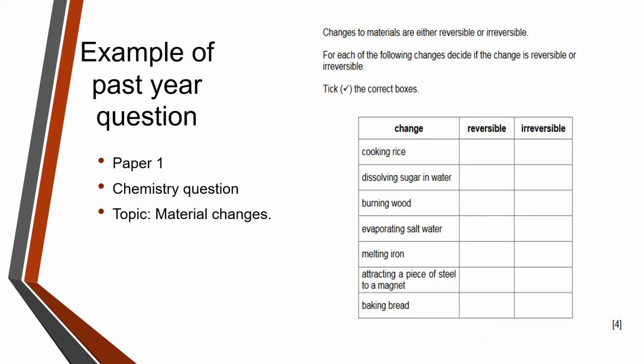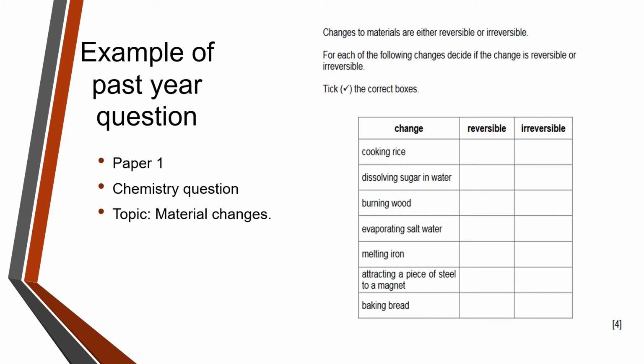Now let's look at the chemistry past year question, paper 1, topic material changes. Changes to materials are either reversible or irreversible. For each of the following changes, decide if the change is reversible or irreversible. Tick the correct boxes. Students are required to know what is the meaning of reversible and what it means when we say irreversible.